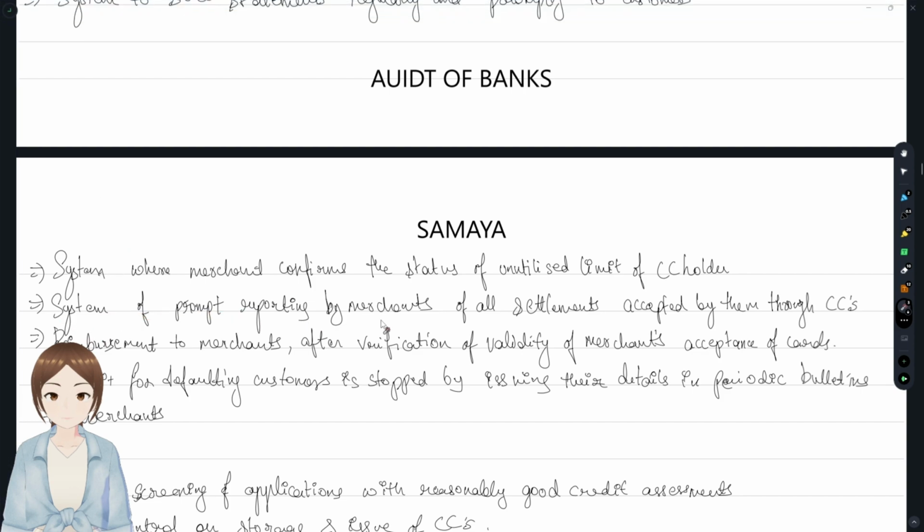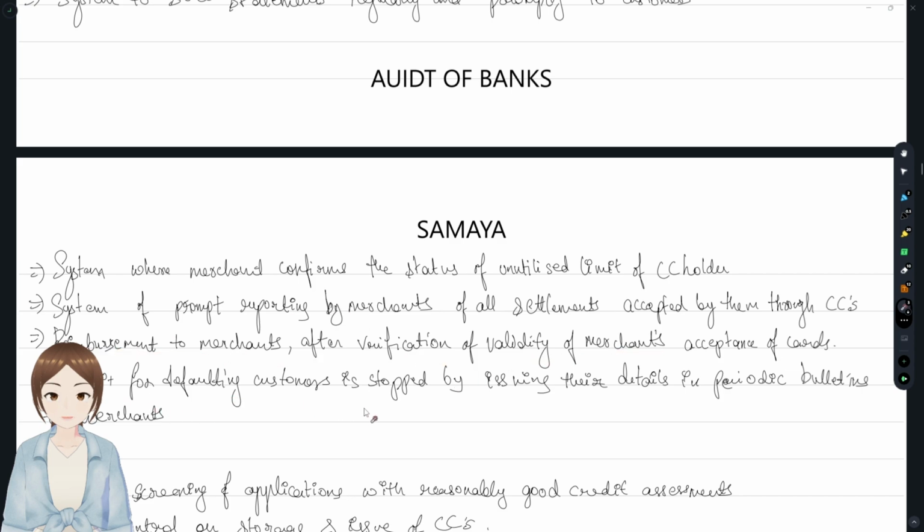A system for prompt reporting by merchants of all settlements accepted by them through credit cards. That is a statement of all the payments that they have received with regards to credit card transactions. A reimbursement to merchants after verification of validity of merchant's acceptance of cards. Not only does the merchant check the acceptance of the credit card holder, but while making payment, the bank also checks the merchant's validity in accepting the cards. After that, merchants get their amount credited.